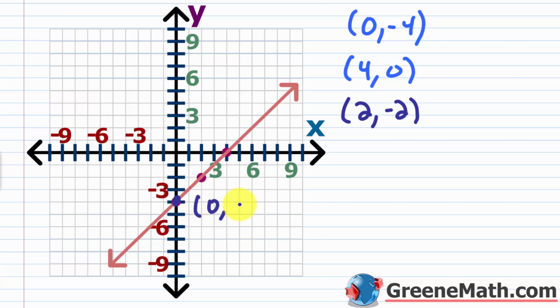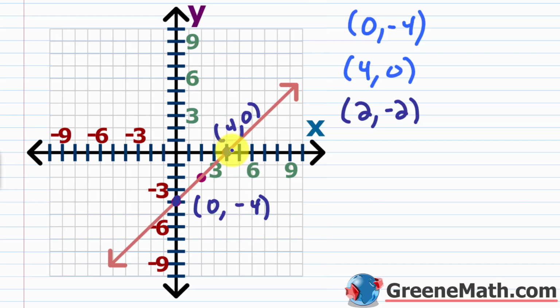And let me make that a little better. And again, notice how that's where we're crossing the y-axis. That's the y-intercept. Then you have 4 comma 0. So that's going to be up here. Go 4 units to the right. You don't move at all vertically. So this is 4 comma 0. Let me make that better.